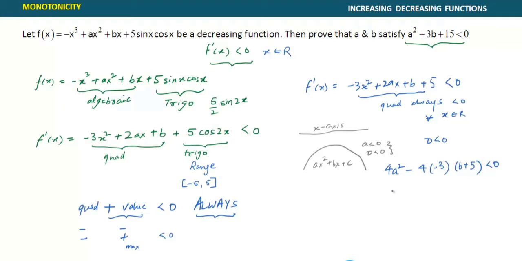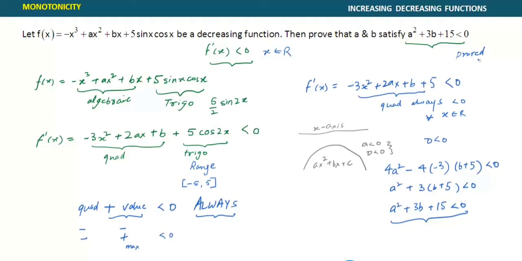Now just solve this. What will you get? 4 can be taken out common. This will become a square plus 3b plus 5 less than 0. So it will be a square plus 3b plus 15 less than or equal to 0. This is what you get about a and b, and this is what we were asked to prove. Hence I can say proved.